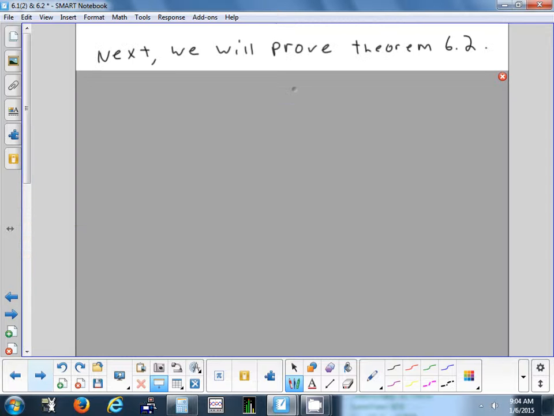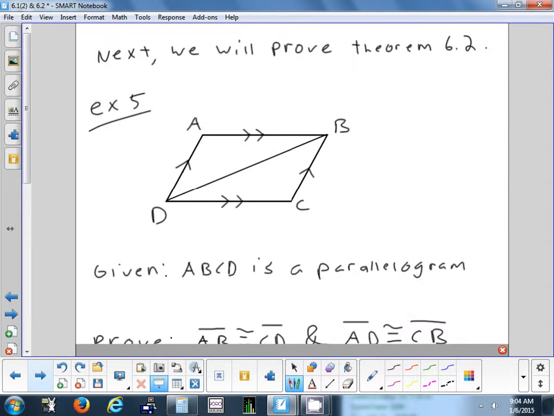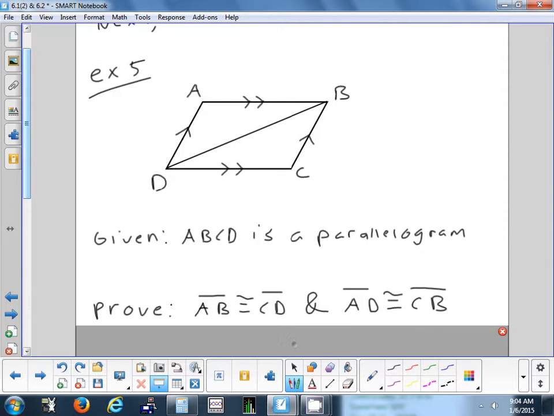All right. So the last one we're going to try to do is a proof of theorem 6.2. Put up the diagram, it has to do with proving this. I'm telling you that the shape there is a parallelogram. So by definition, all you know is that opposite sides are parallel.